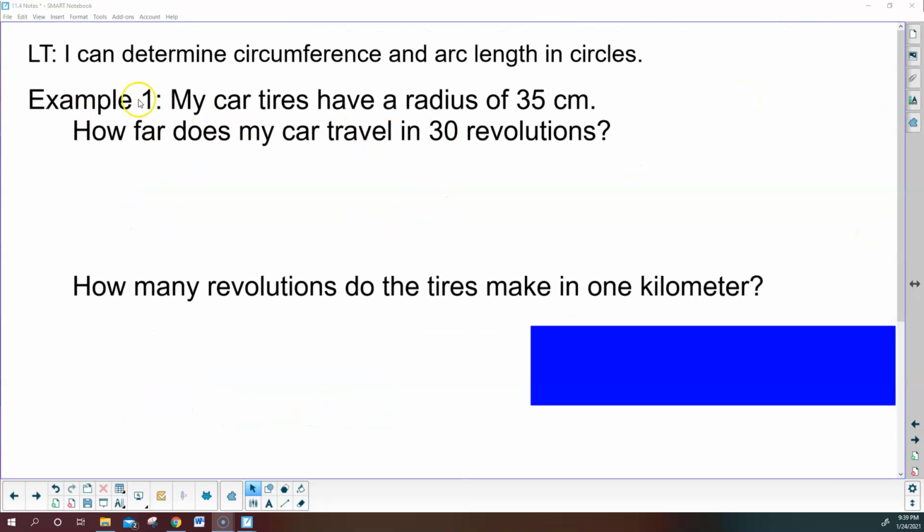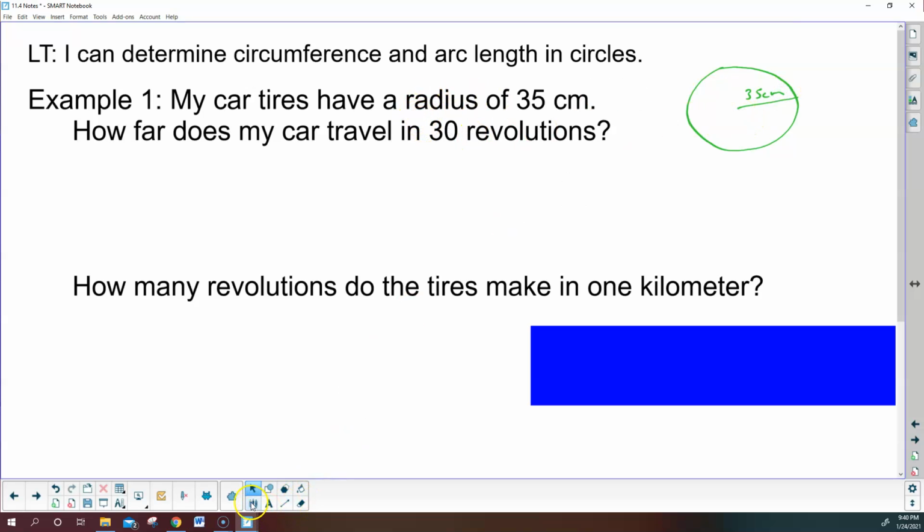All right, the next example. My car tires have a radius of 35 centimeters. How far does my car travel in 30 revolutions? If you want to draw a picture of this, you can. What do we have? We have a tire. It's a circle. 35 centimeters is the radius.